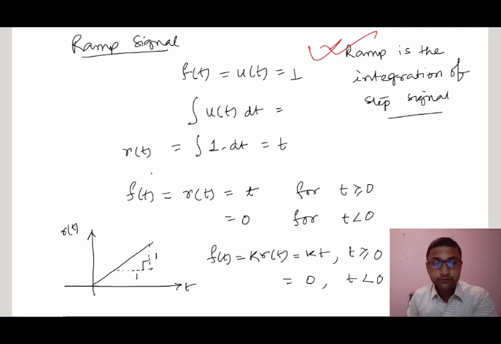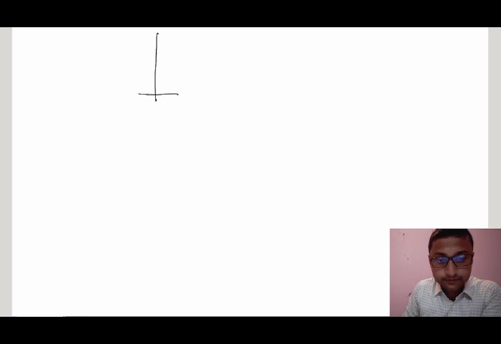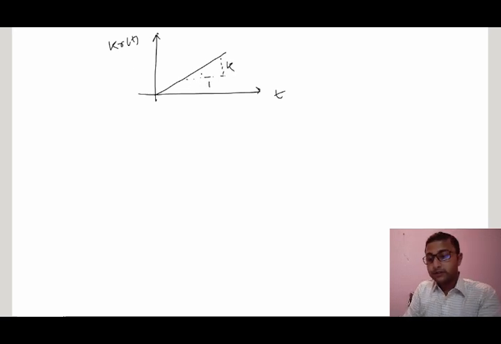So what will be the graph? If I draw the graph, this is the ramp signal. So this is your k of r(t). This is the time axis. That means this perpendicular is k and the base is 1. This is the ramp signal with constant slope k.